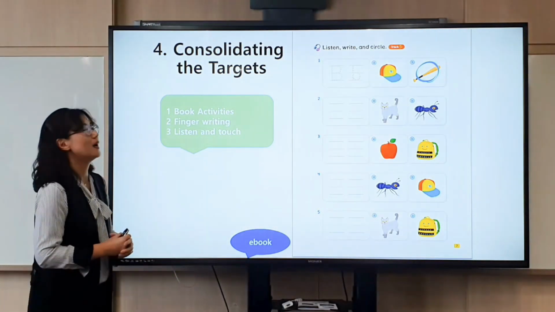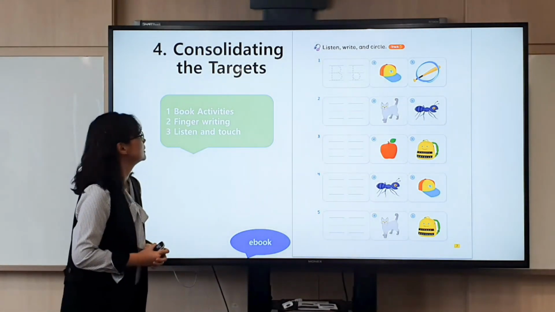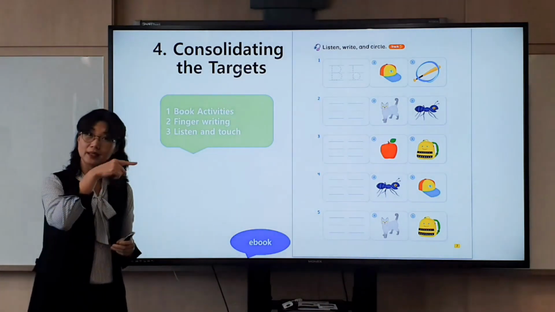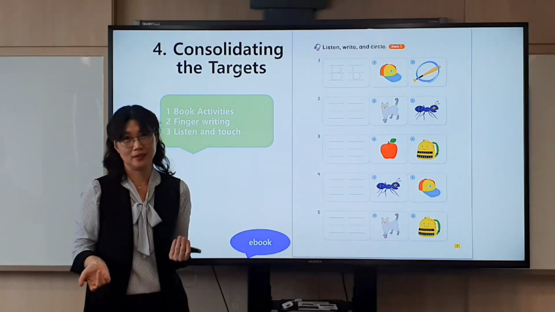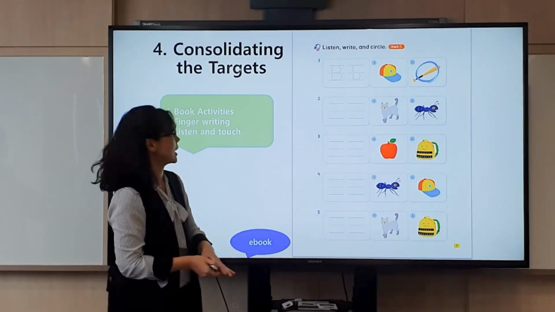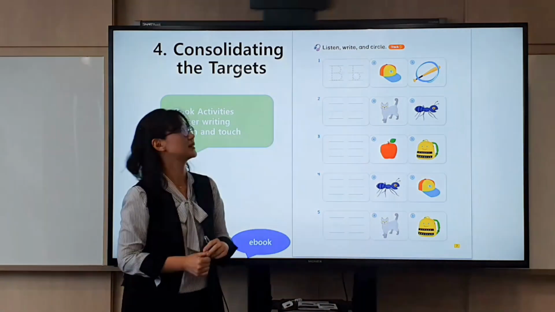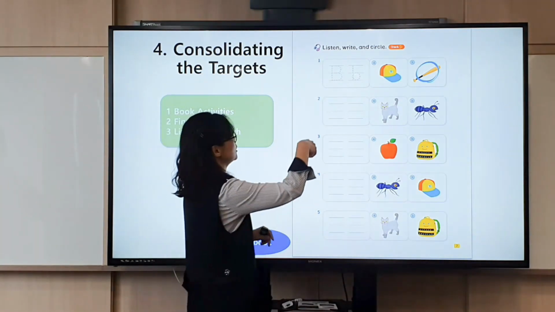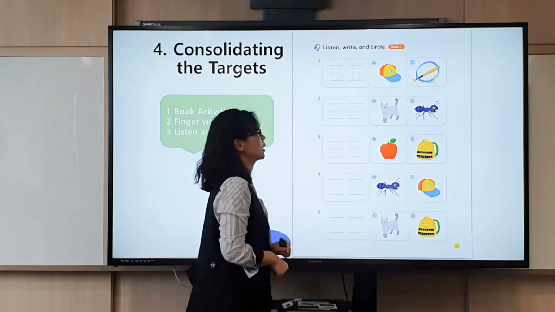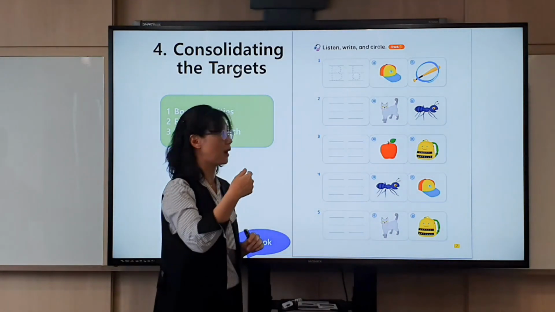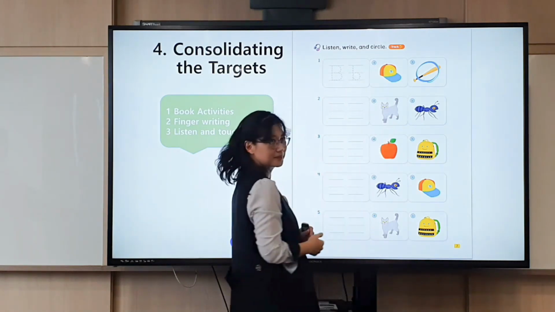Again, you can do the activities in the book, or do finger writing. Remember finger writing? You can do it in the air. That's called air writing. So you can do this together with your students after finishing this activity. Right here, number 1 is bat. So you listen to it and then you write, bat. Remember, you can also produce the sound while you're writing, so you can do bat.